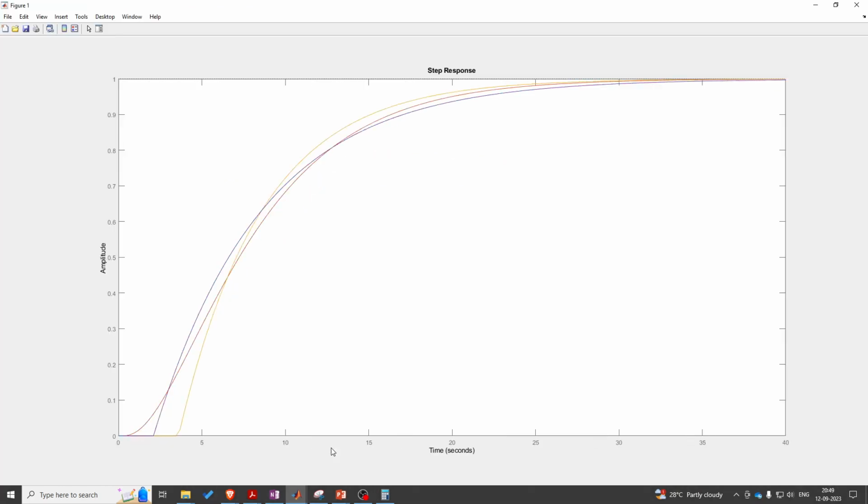So now we can check the response in this plot. This red line was our original one. Now this second plot is basically from the half rule, and the third plot, the yellowish plot, is from the Taylor's formula. So ultimately by this we can see that all of these approximations are able to approximate the higher order system into a first order plus time delay system.